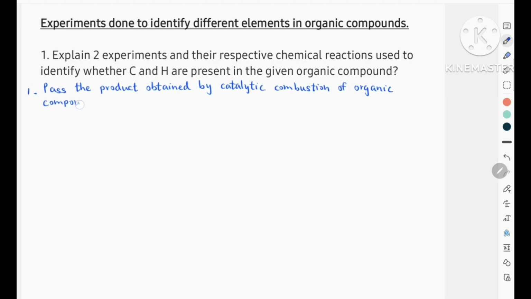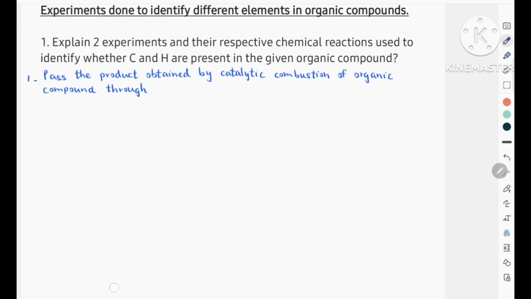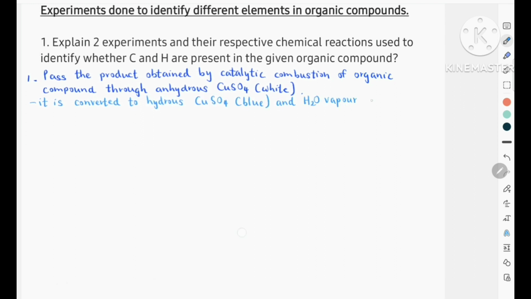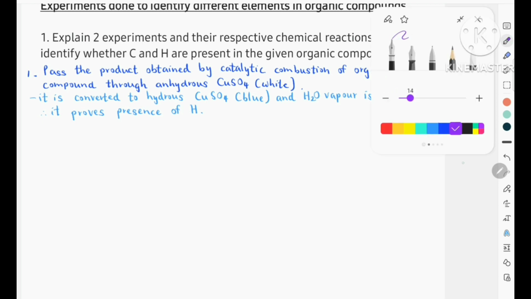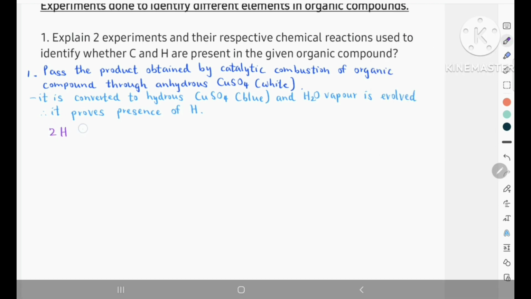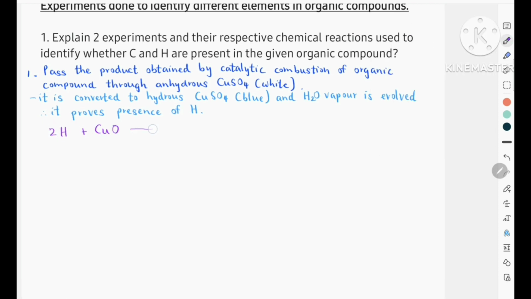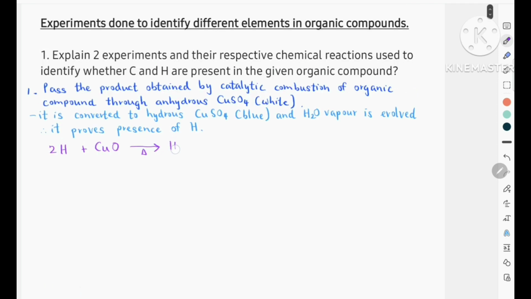Pass the product obtained by catalytic combustion of the organic compound through anhydrous copper sulfate. Anhydrous copper sulfate is white in color. It is converted to hydrous copper sulfate, which is blue in color, and water vapor is evolved. Therefore, it proves the presence of hydrogen. These are the chemical reactions for this experiment.